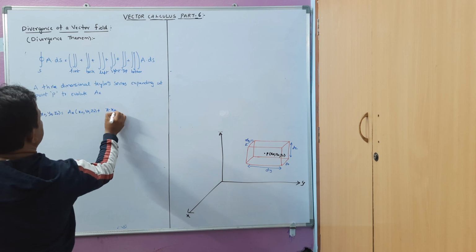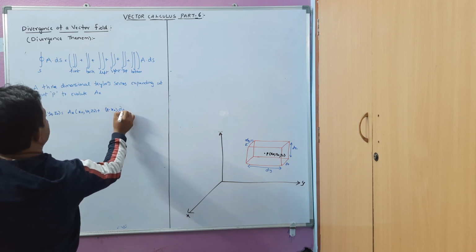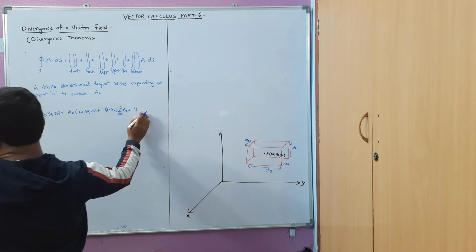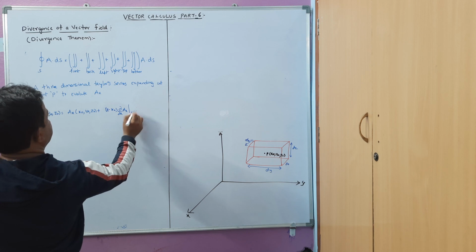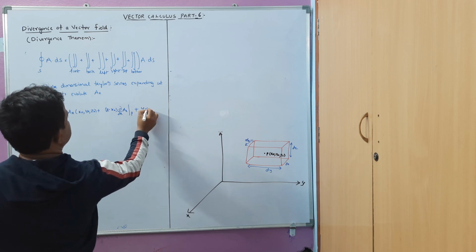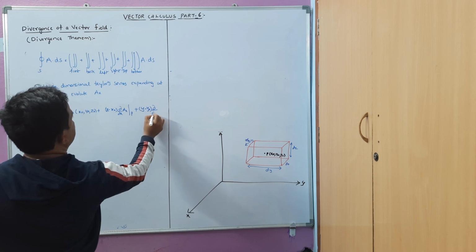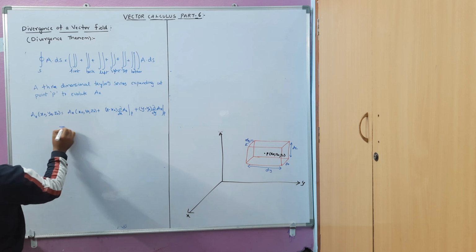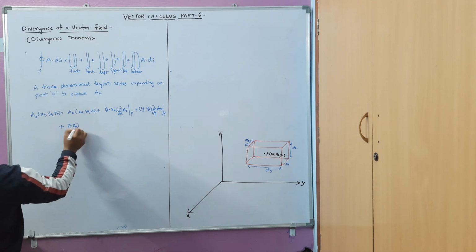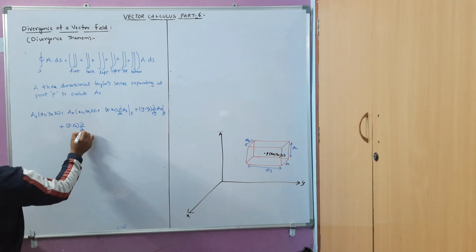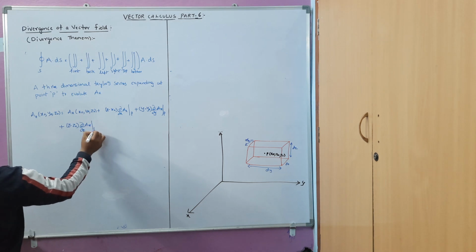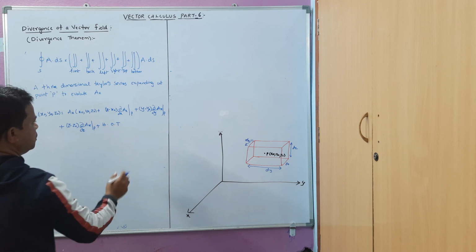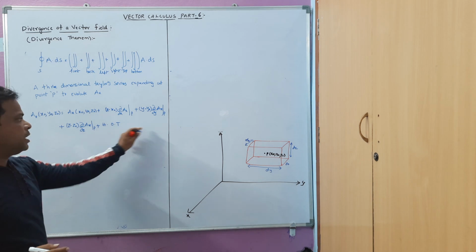x minus x naught dou by dou x of Ax at point P, plus y minus y naught dou by dou y of Ax at point P, plus z minus z naught dou by dou z of Ax at point P, plus higher order terms. I will write that as HOT, the remaining higher order terms here.